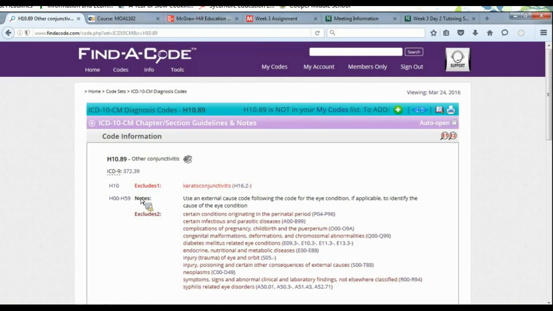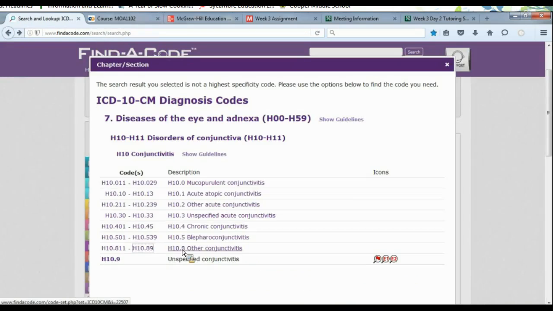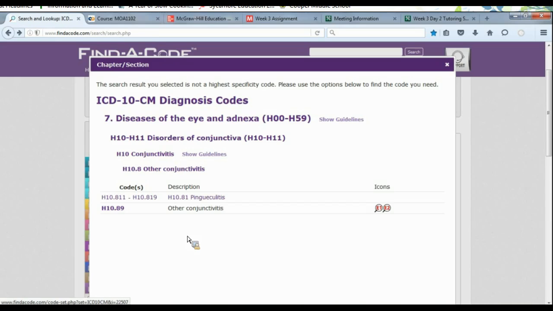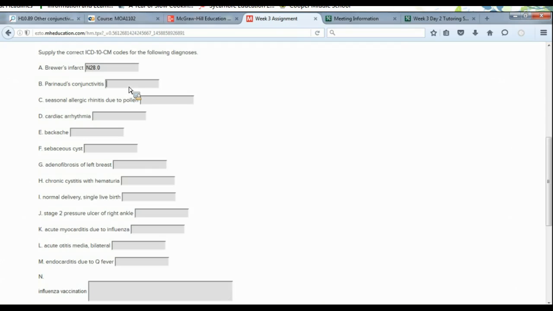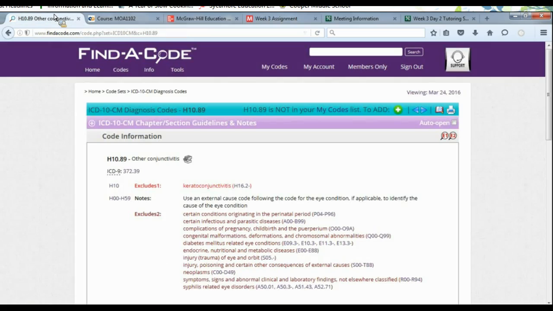other conjunctivitis. I think it skipped a step here for me, so let's just go ahead. Other conjunctivitis. So it's not pinguiculitis either, it doesn't specify the type of conjunctivitis, and it doesn't say acute or any of those other options. Therefore, in this case, we will select other conjunctivitis, which is 810.89. So that's how we locate that specific code. Again, if it doesn't specify the actual type within it, then we are allowed to say this is an other type of conjunctivitis.